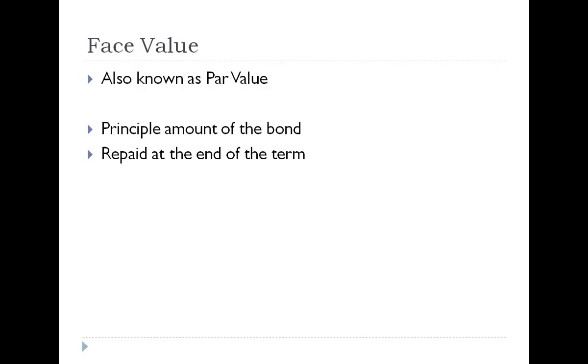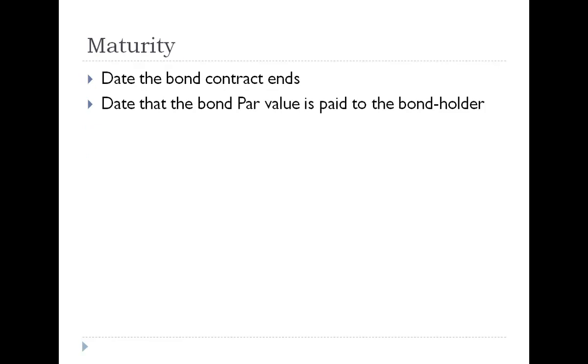Some of the variables or terminologies that you need to be aware of are, first, face value, sometimes known as par value. This relates to basically the amount of the bond or the amount that's being borrowed. It's the principal amount, and this is what you'll be paid back at the end of the bond's term. Bonds all have maturity dates. This is the date on which the bond contract ends, and that's the date on which you would receive the face value or the loan amount of the bond back if you were the one that owns the bond contract.